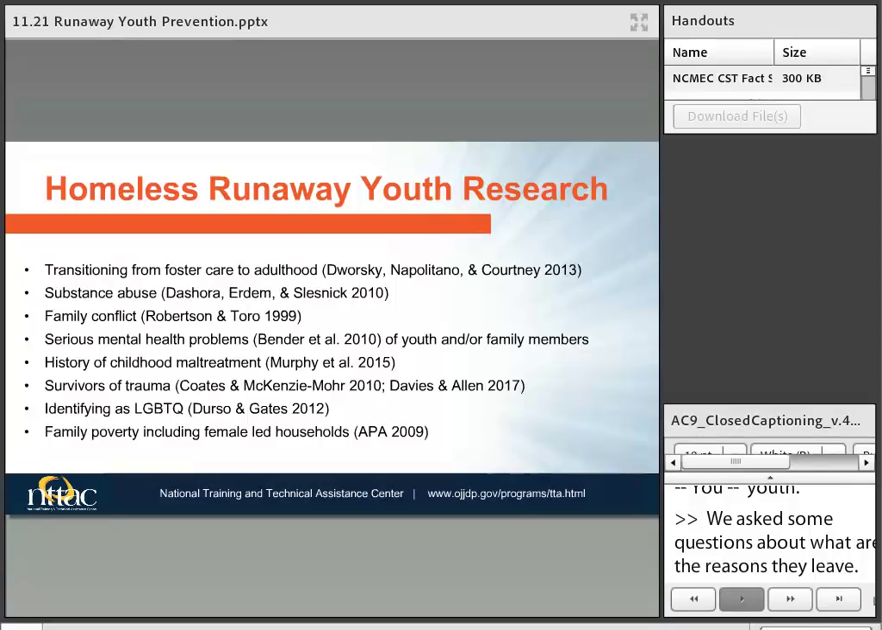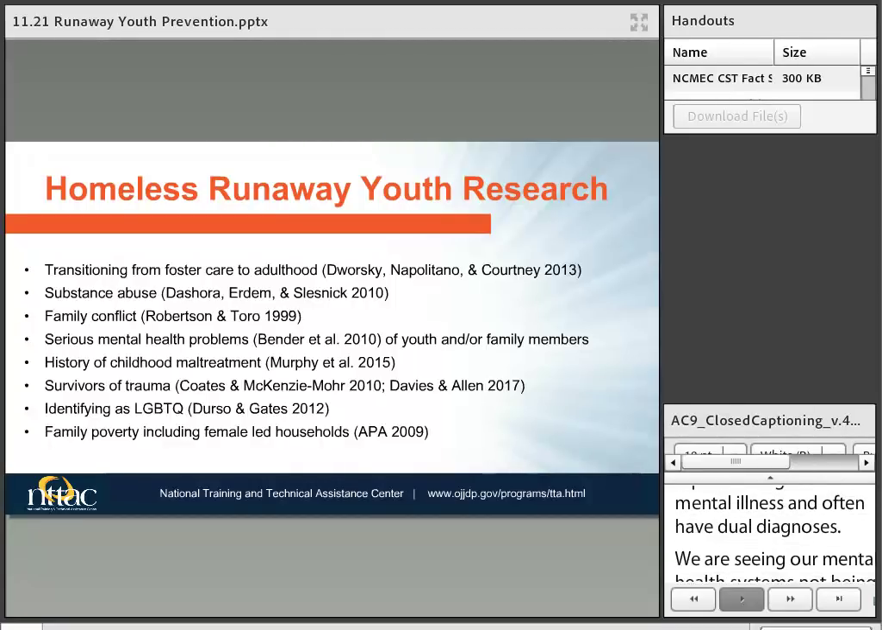Serious mental illness of parents and youth, so children who are raised in homes with parents who have variable mental health problems, as well as the youth themselves. So the vast majority of the youth that we survey who are homeless and runaway in our communities in Arizona report having a serious mental illness and oftentimes have dual diagnoses. So we're seeing our mental health systems not being very accessible to these clients. Sometimes they get good medical support, but mental health systems have not been accessible in many of the cases that we identify.